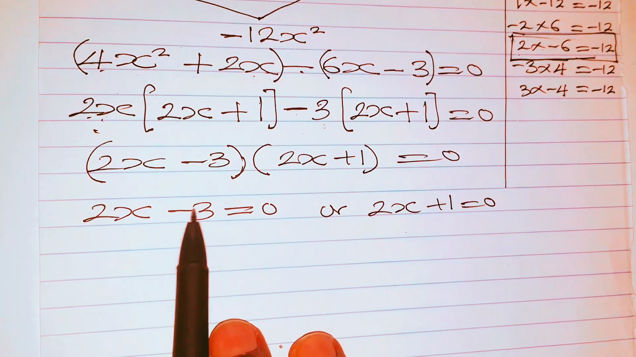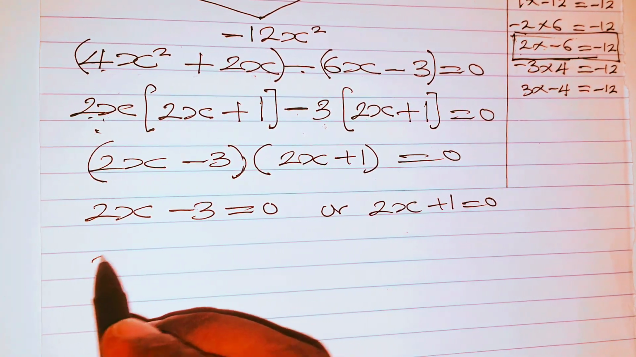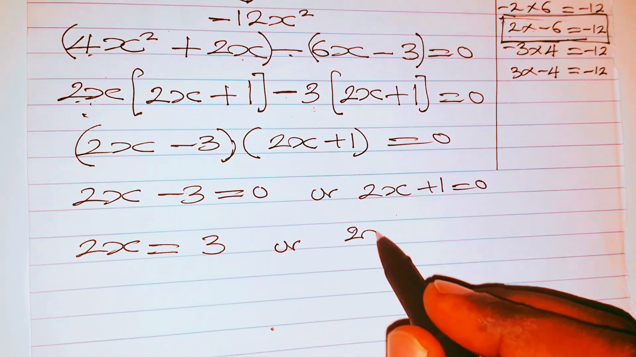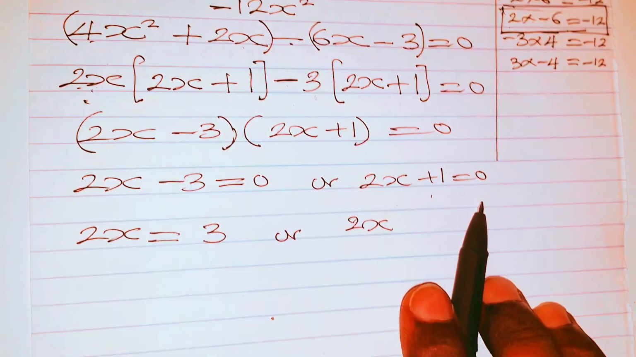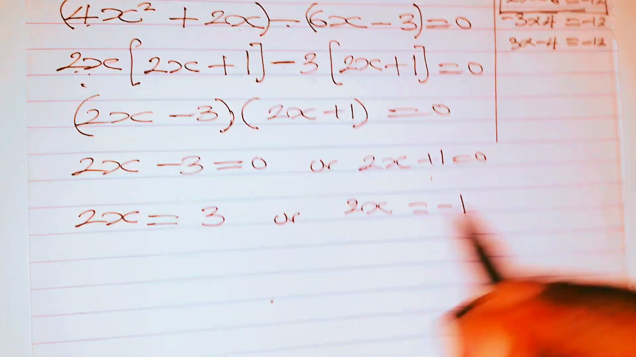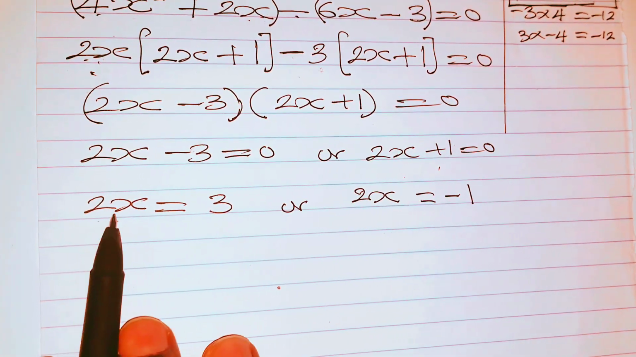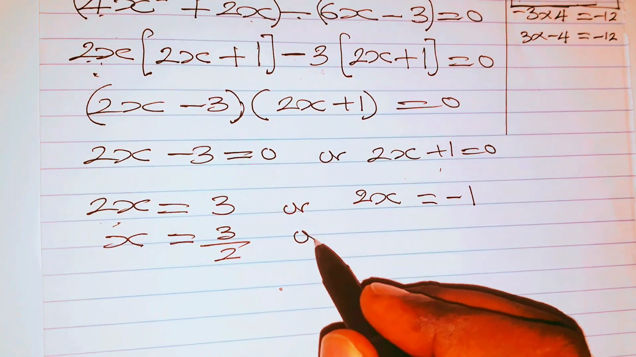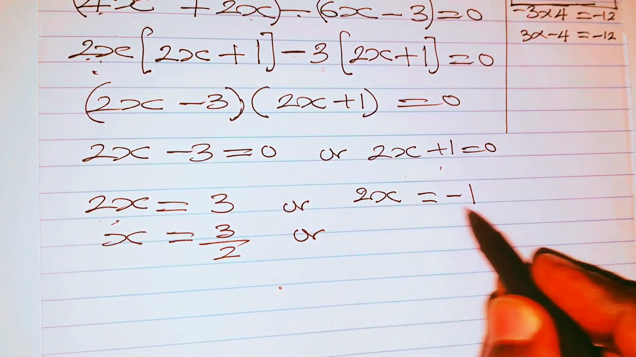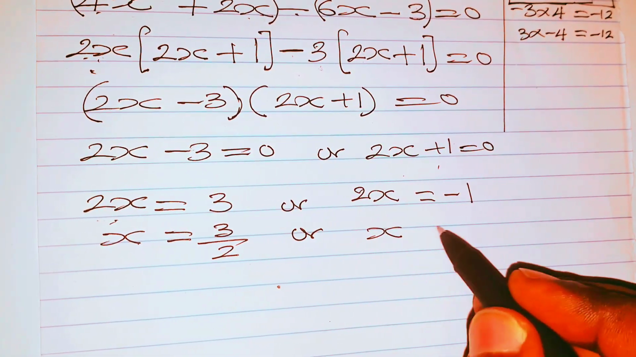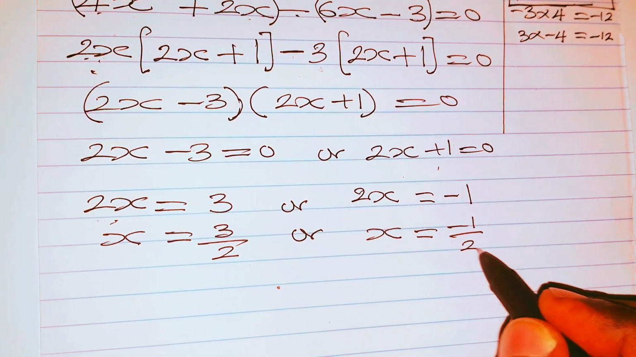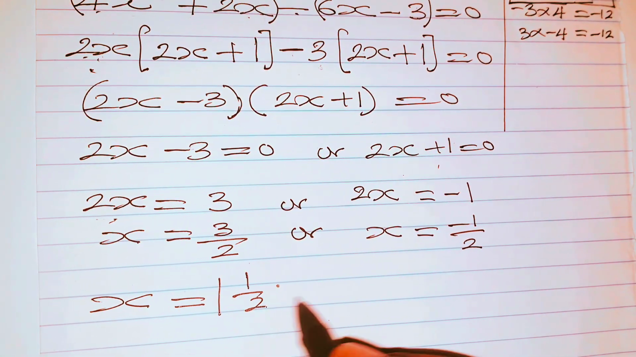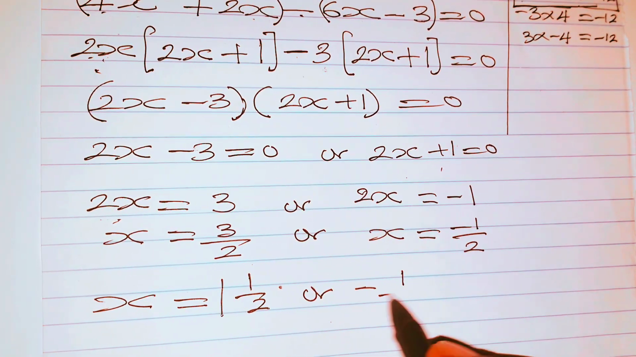And then we can move this to the other side of the equality sign. That becomes 2x equal to 3 here. Or, this one, positive 1, has to be moved to the other side of the equality sign. That becomes minus 1. And then we can divide both sides by the coefficient of x. So that brings us to x equal to 3 over 2. Or, we also need to divide both sides here by the coefficient of x. That brings us to x equal to minus 1 over 2. And in this case, our x becomes 1 whole number 1 over 2, or negative 1 over 2.